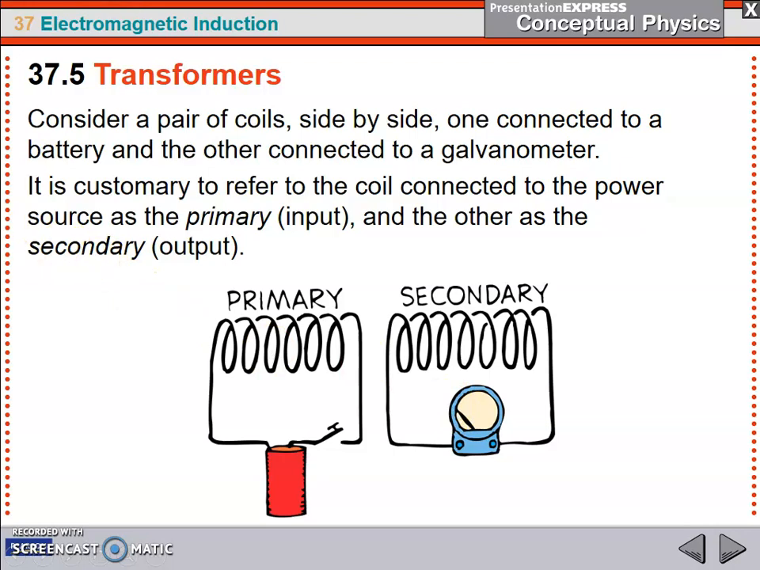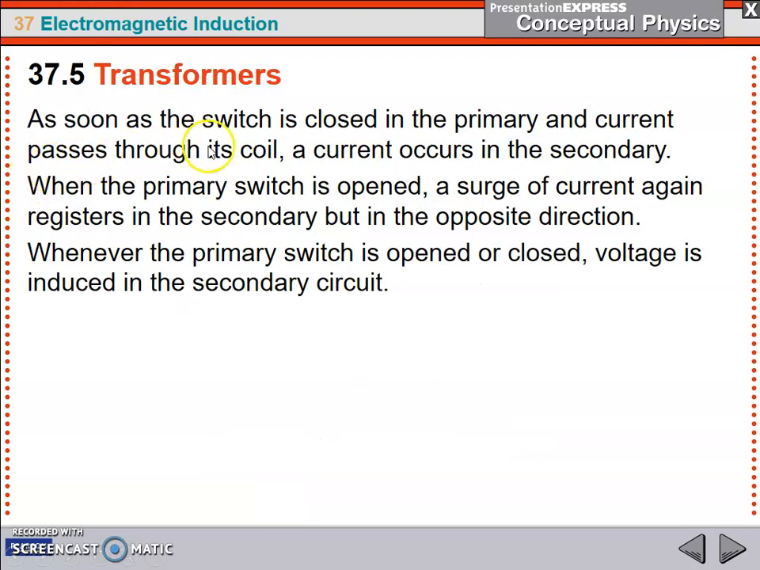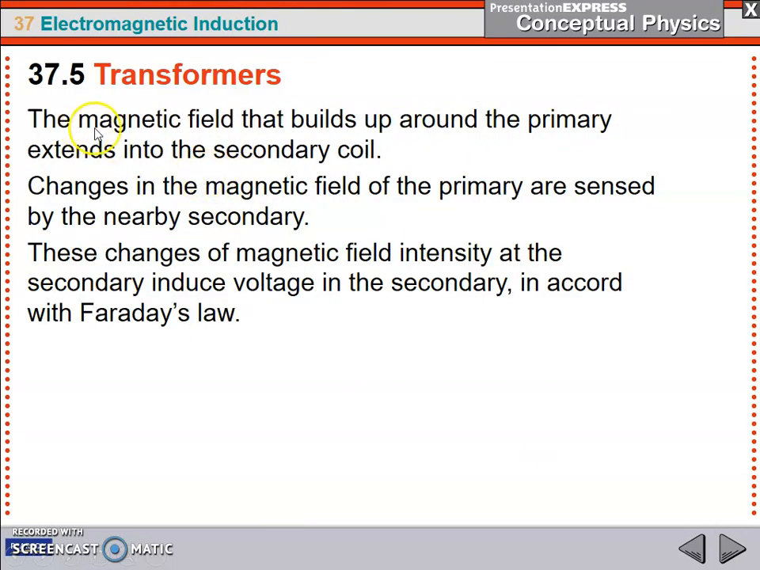Okay. As soon as the switch is closed, we did that. The magnetic field that builds up around the primary extends into the secondary coil. Changes in the magnetic field of the primary are sensed by the nearby secondary. These changes of magnetic field intensity at the secondary induce voltage in the secondary in accord with Faraday's law.